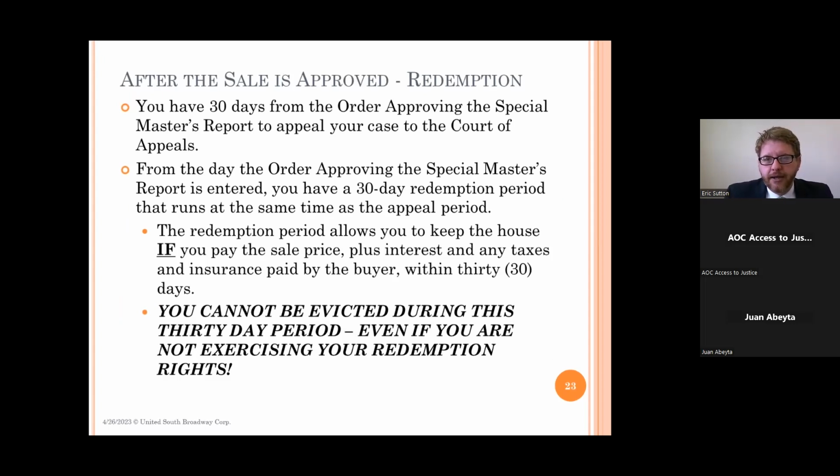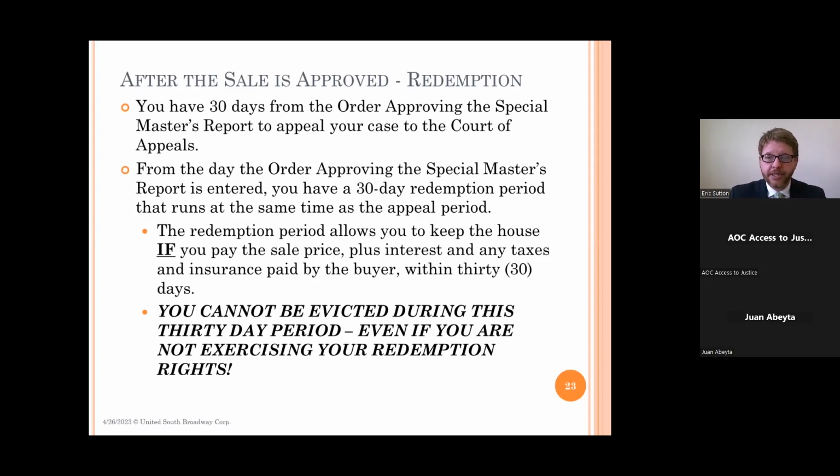30 days after that order approving sale is entered, the borrower has 30 days to appeal the case if they think that's appropriate. They have to file a notice of appeal, and then they have to file a docketing statement and open an appellate case. It's a whole other process. Again, seeking legal advice on that would be the smart thing to do.